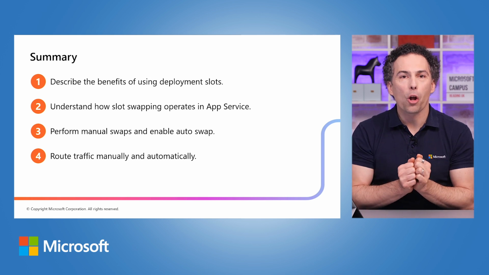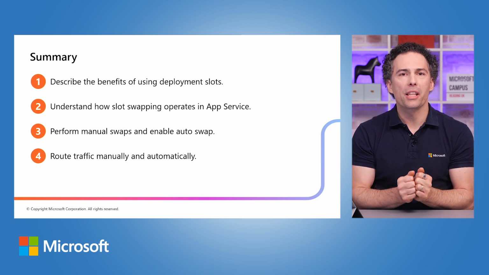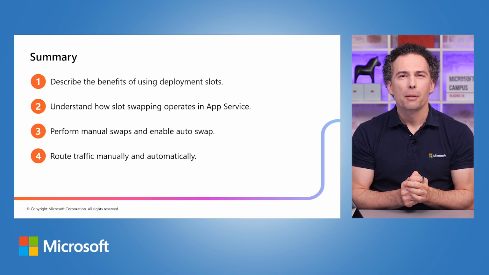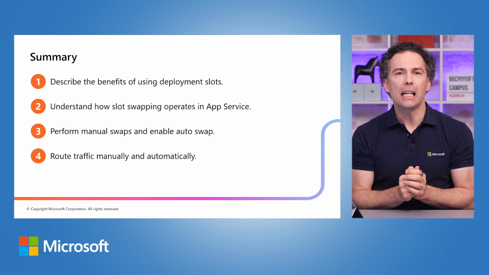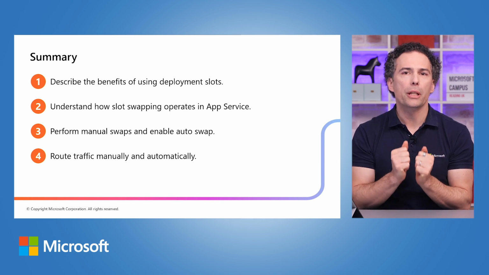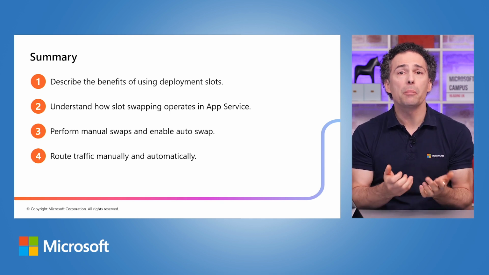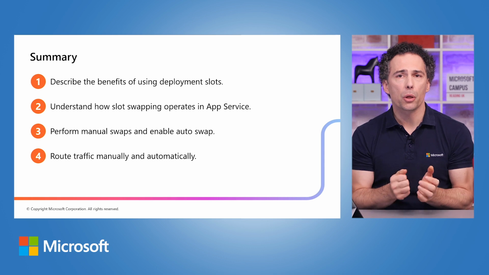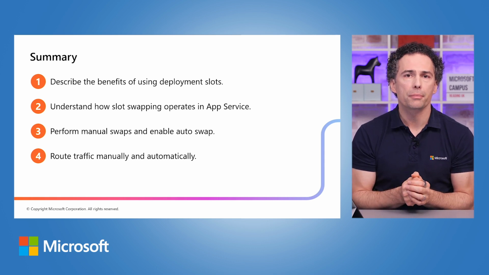You have now unlocked the power of slot swapping within Azure App Service. By grasping slot swapping techniques and traffic routing strategies, you are given what is required to deploy updates seamlessly and mitigate risk associated with production deployments. Transform your deployment workflows with Azure App Service deployment slots, ensuring seamless transitions between app versions for unmatched reliability and efficiency.